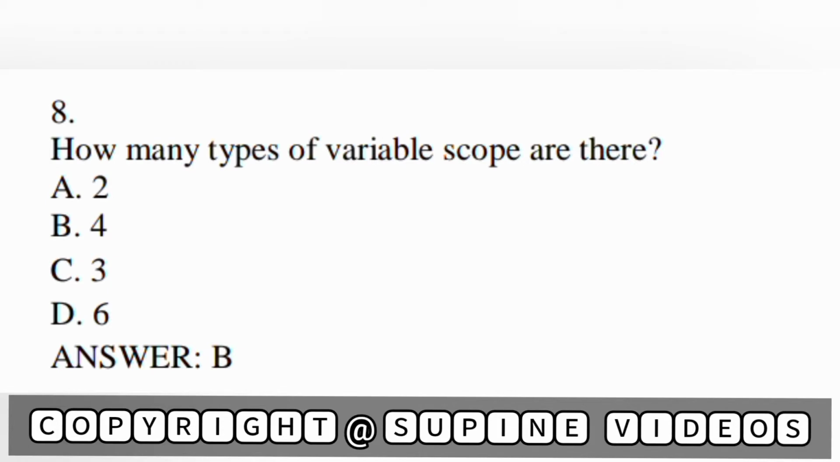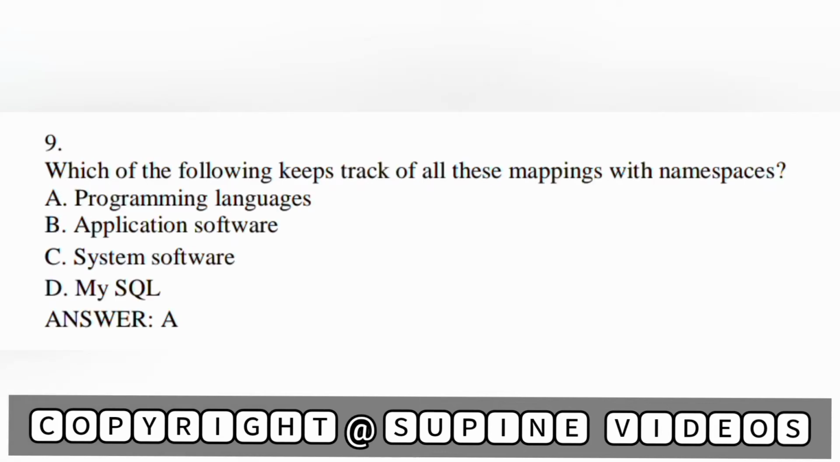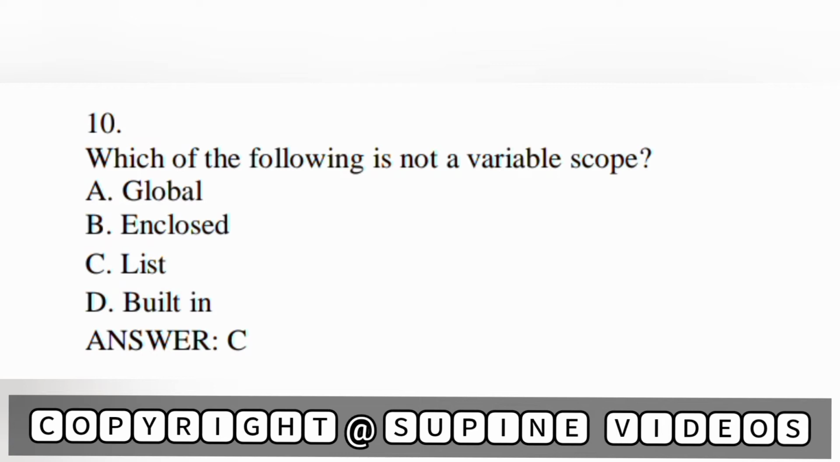Question number 8. How many types of variable scope are there? Your options are A 2, B 4, C 3, D 6. The answer is option B, 4. Question number 9. Which of the following keeps track of all this mapping with namespaces? Your options are A. Programming languages, B. Application software, C. System software, D. MySQL. The answer is option A. Programming languages. Question number 10. Which of the following is not a variable scope? Your options are A. Global, B. Enclosed, C. List, D. Built-in. The answer is option C.